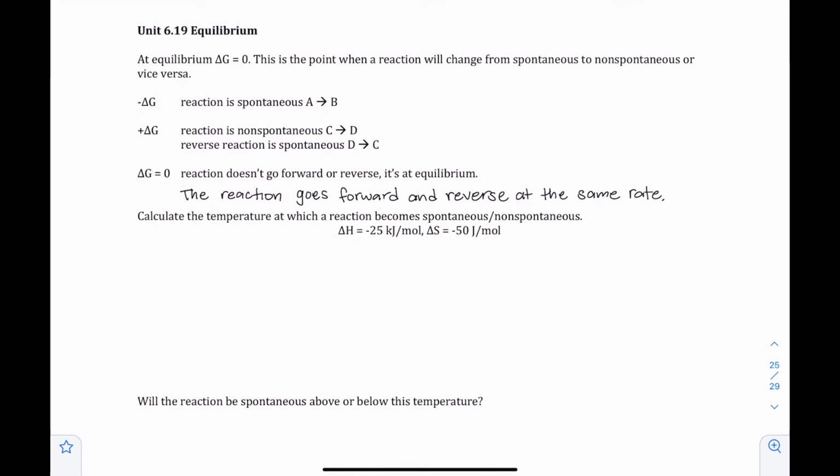We said that when delta G is negative, the reaction is spontaneous, and when delta G is positive, the reaction is non-spontaneous. When delta G equals 0, the reaction is at equilibrium, which means that it's going in the forward direction and the reverse direction at the same rate. This is the point at which the reaction changes from spontaneous to non-spontaneous, or vice versa. So what we're going to do is calculate the temperature at which spontaneity changes.